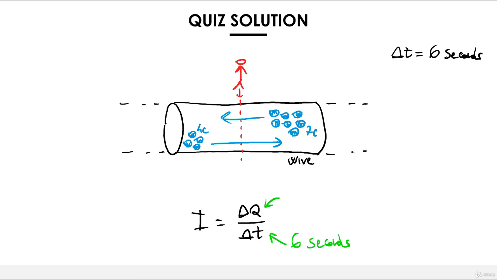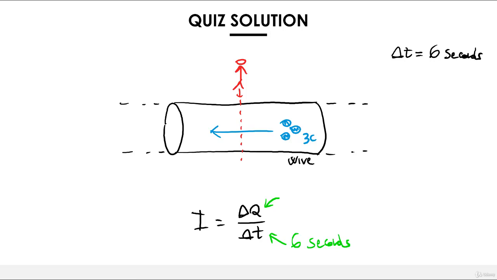So in this case, because we have 4 coulomb moving from left to right and 7 coulomb moving from right to left, we can say that the net amount of charge moving through the wire is an amount of charge equal to 3 coulomb moving from right to left. So we could cancel this and we could say that the net amount of charge is simply equivalent to 3 coulomb moving from right to left.